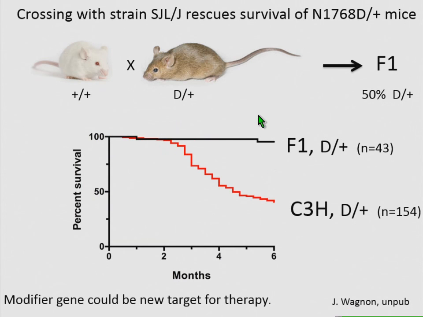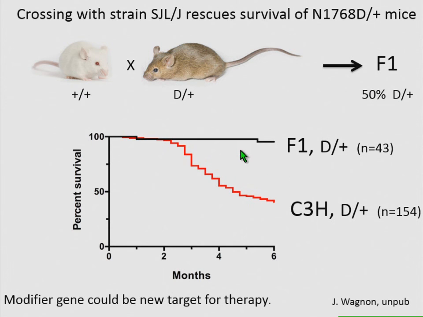And the last thing I want to show you is the genetic modifier approach. Here's another way to try to find a treatment. And in this case, we found that crossing with strain SJL rescues the survival of these mice. So we have a mutant mouse. We have them on two backgrounds. This one was on C3H, crossed with the wild-type SJL. Half of the F1s are heterozygotes.